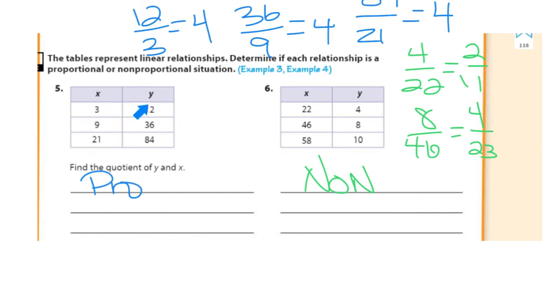Okay, so if I divide y by x on these, I did that up here in blue. They're 4 each time, so they're proportional. And that's my constant of proportionality. So I divide 4 by 22, and I can go to 2 11ths. I would put that as a decimal, because that'll be a non-repeating decimal. 8 divided by 46, I reduce this to 4 23rds. These do not match. No reason to check the last one. If the first two don't match, it won't make a difference. So non-proportional.